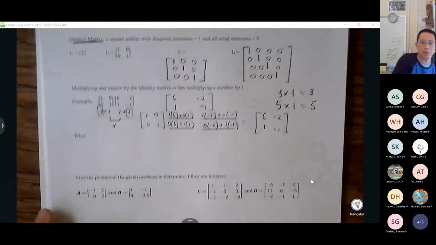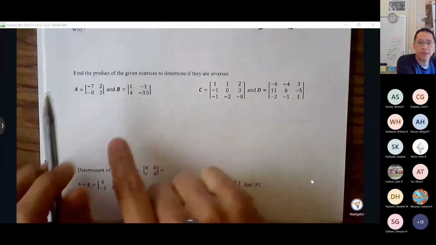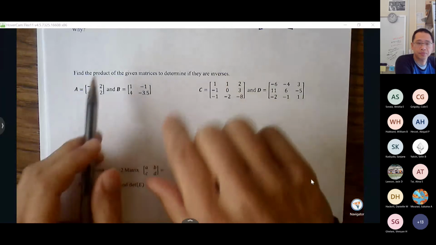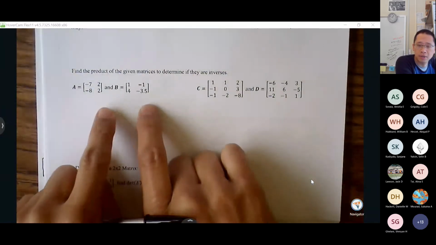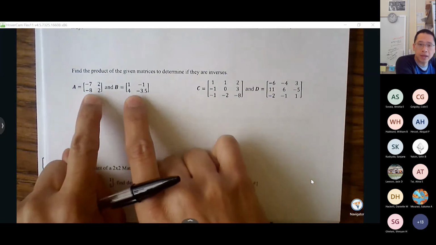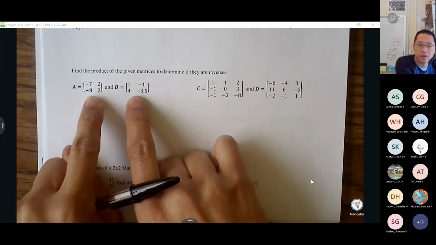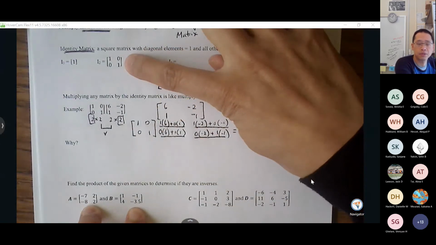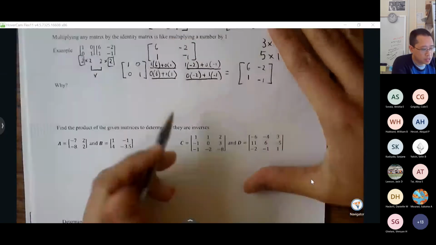Okay, so as a preview, I know we're not going to quite get to it, we're running out of time here, but it says find the product of the given matrices to determine if they are inverses. We're going to talk about how to get to the inverse later, tomorrow. But right now, the idea is that if I multiply two matrices together and they are truly inverses of each other, I should get a result of 1, 0, 0, 1. So that's how we're going to determine it.